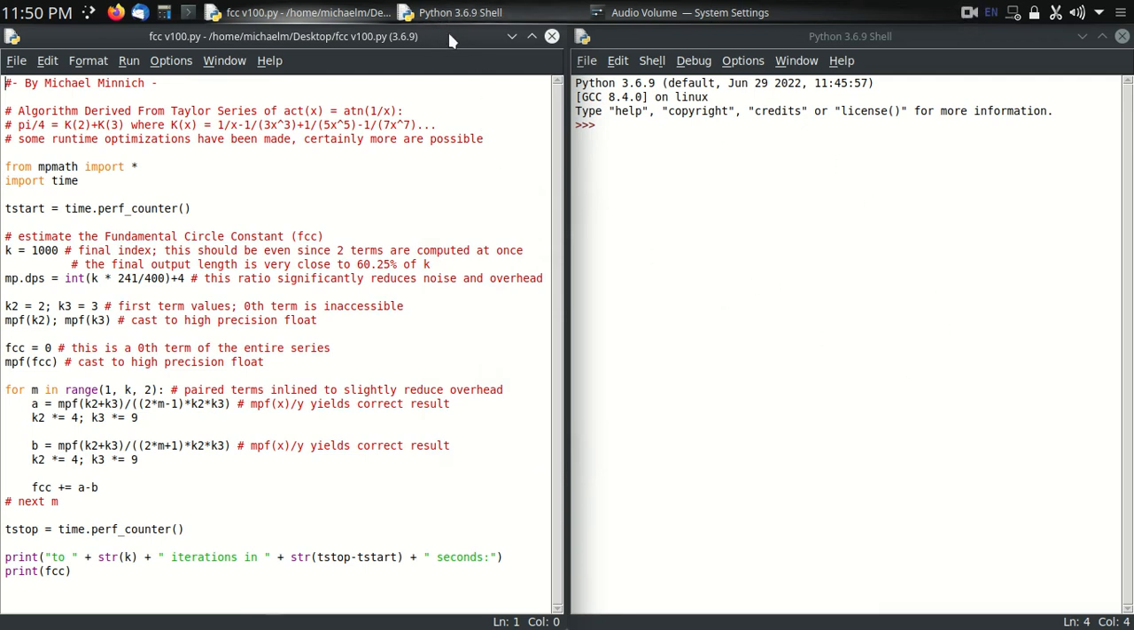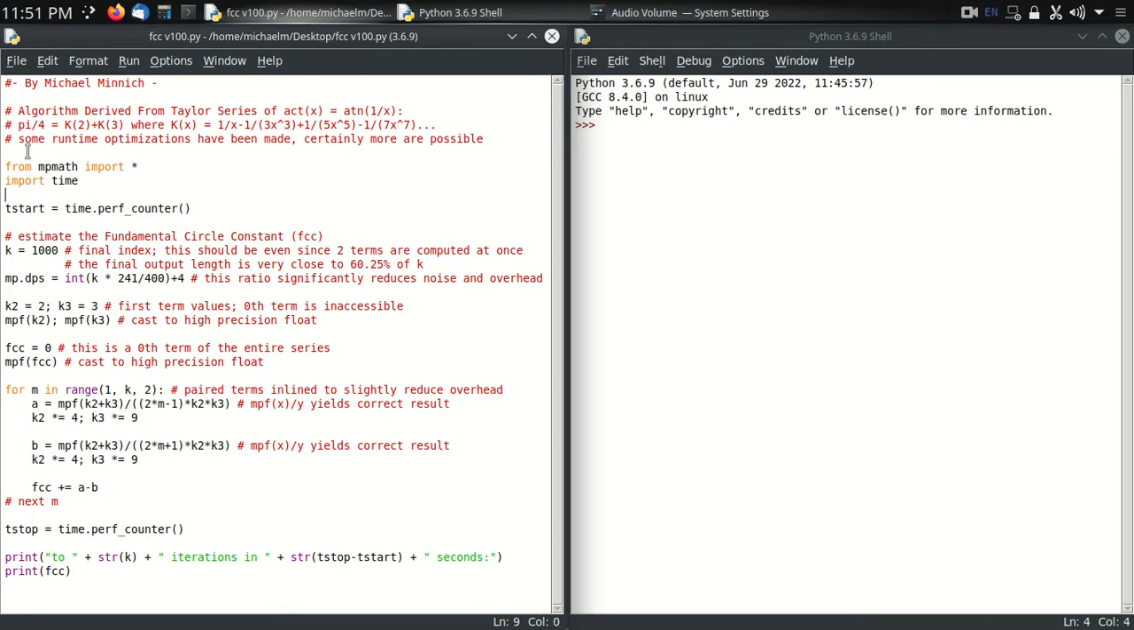Alright, so it is fiddling around a little bit. And I wrote this little program that computes the digits to the fundamental circle constant, which, if you're at all familiar with me, is not pi. Pi is not the fundamental circle constant. The fundamental circle constant is 1/4 of that.